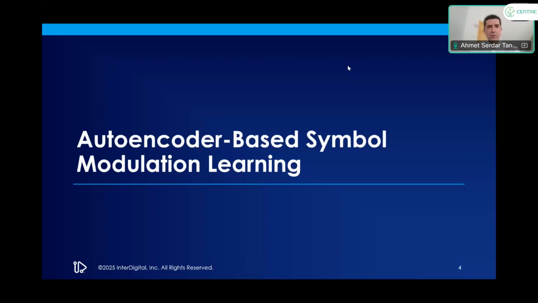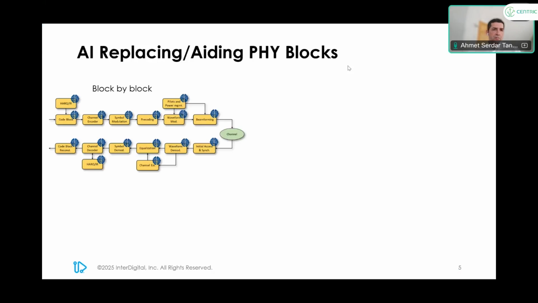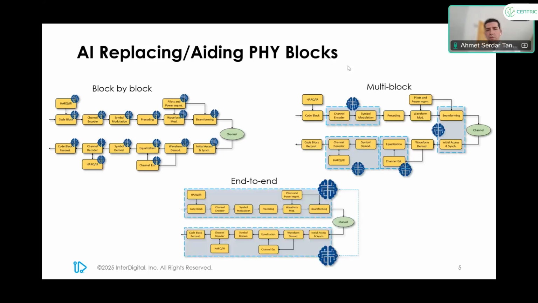Moving to the first topic of this talk today, autoencoder-based symbol modulation learning. Overall, AI is considered to replace some or entire blocks of the PHY communication chain. There is the concept of block by block replacement, where AI may aid or replace some of the blocks in the PHY chain. There is also multi-block learning, where some of the blocks can be jointly trained to achieve an AI native network, and also an end-to-end learning paradigm where all PHY layer blocks could be learned jointly to replace or aid the whole PHY chain.